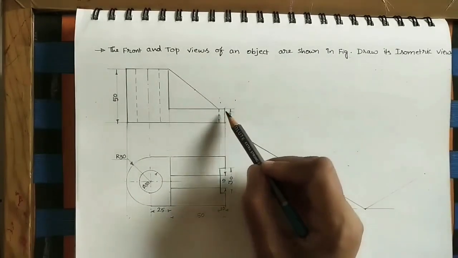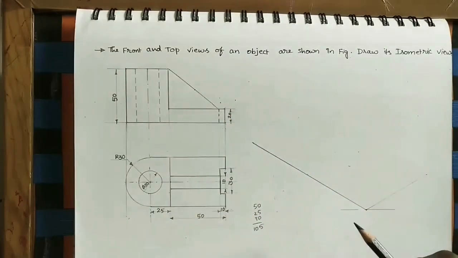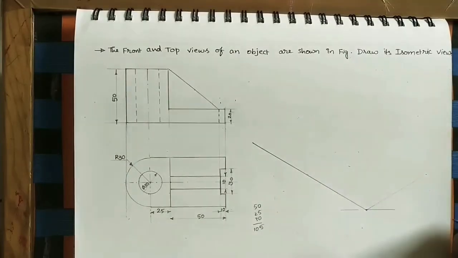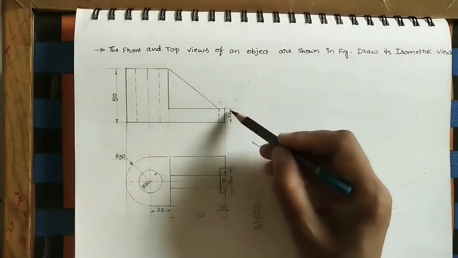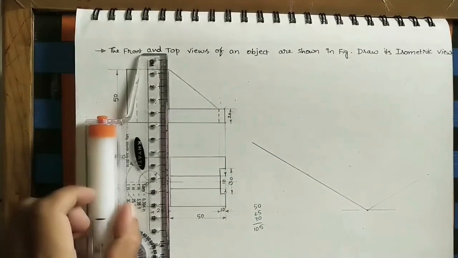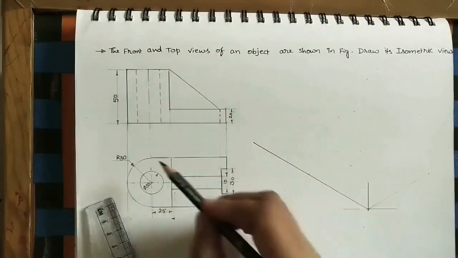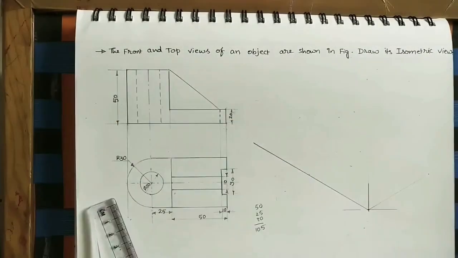After that at this point some height is also there. How much is it? 20 mm. So always remember in isometric view vertical lines are coming as it is. Do this 20 mm at this point. At this point do the line. How much is it? 5 centimeter.